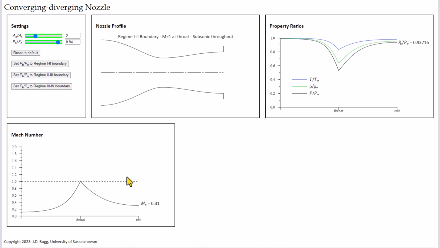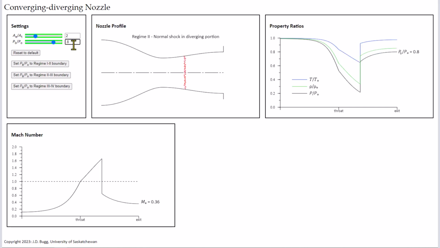If we reduce the back pressure any more, we'll start to see at least a portion of the nozzle have a supersonic flow. The next pressure ratio I'm going to put in is 0.8. Now you see we're in regime 2, and we have a normal shock in the diverging section.